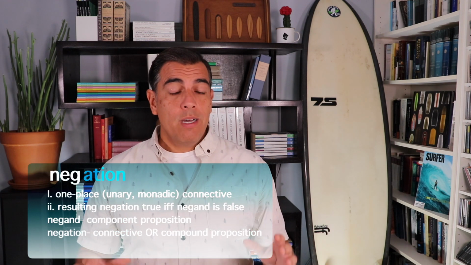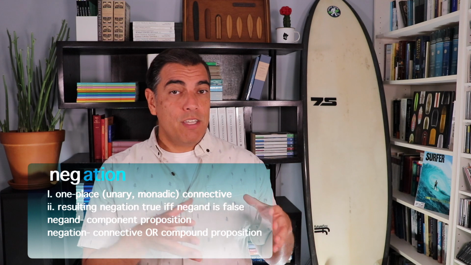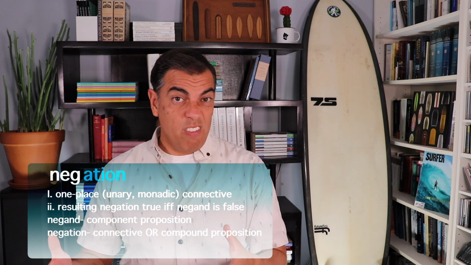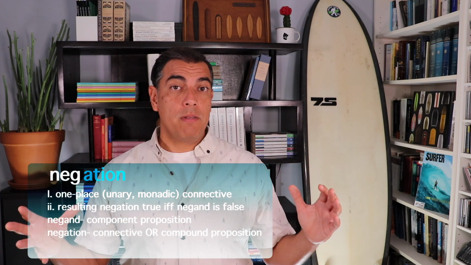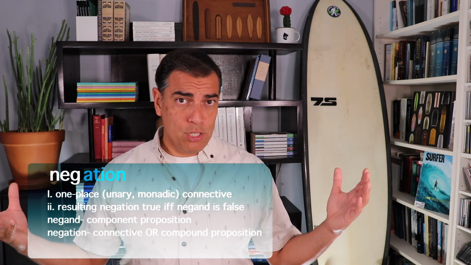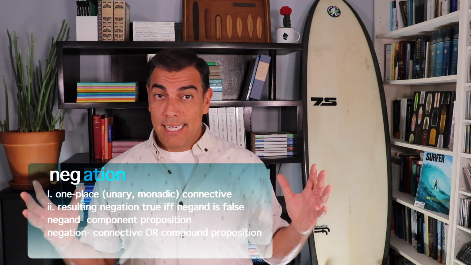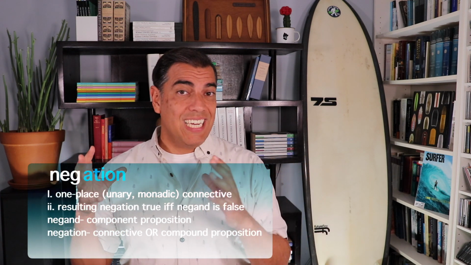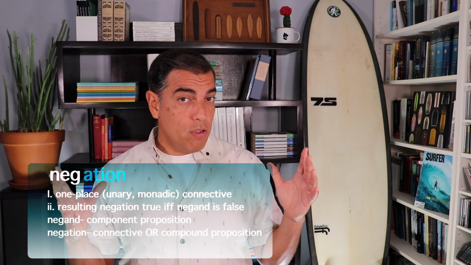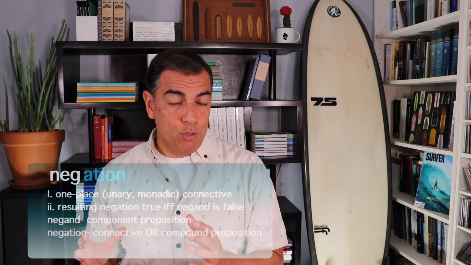So, quick review: a negation is a connective that you can add to a proposition, which we call the negand, to make a new proposition that we confusingly call a negation as well. And that new negation is true if and only if the negand is false, and it's false if and only if the negand is true. And you can embed one negation inside of another one. In fact, you can embed as many negations as you want. They just start to become repetitive and totally useless after a while.